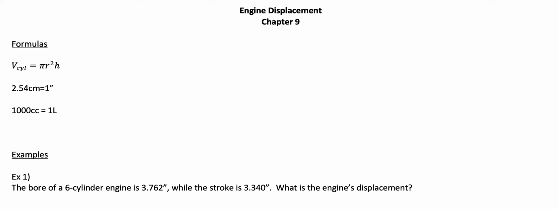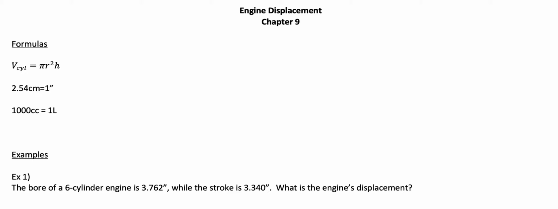Hey there, this video is going to cover Chapter 9, Engine Displacement. First of all, a couple of formulas that you'll need. The volume of a cylinder is pi times the radius squared times the height, and there are 2.54 centimeters in 1 inch, and 1000 cc's is equal to 1 liter.